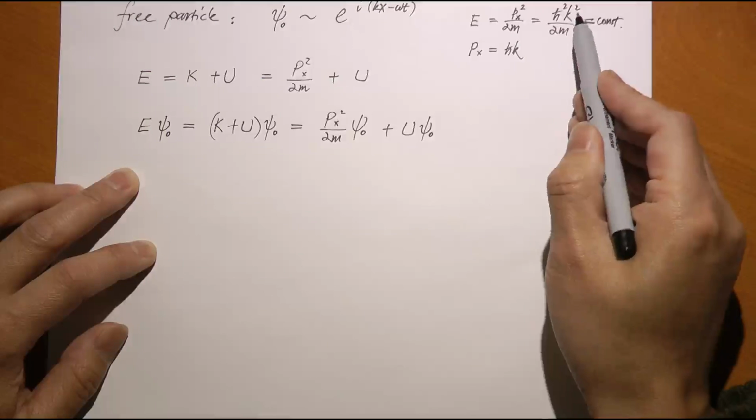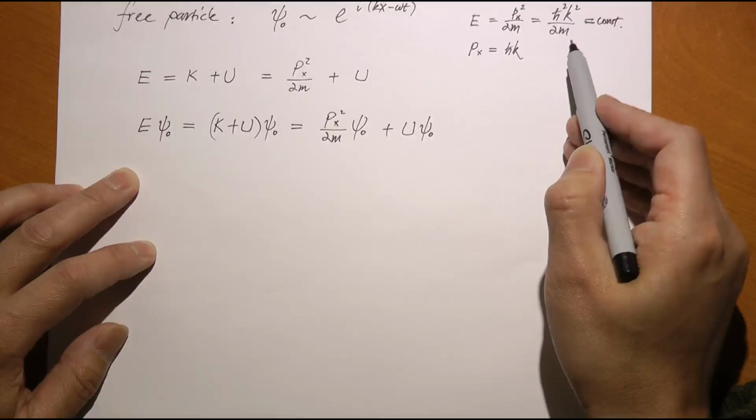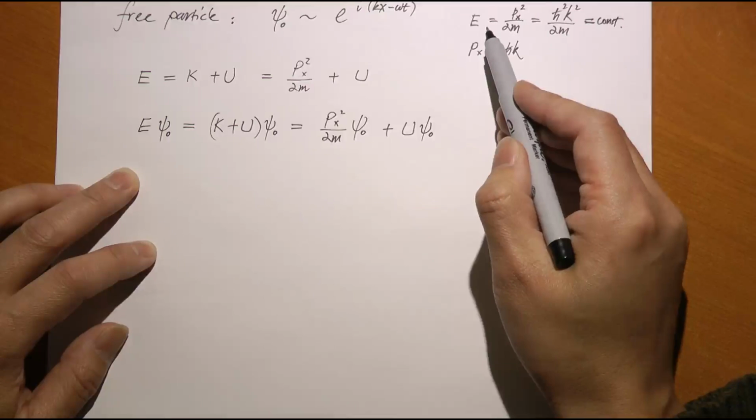So it's h bar squared k squared over 2m. That is the kinetic energy or the total energy of this particle.